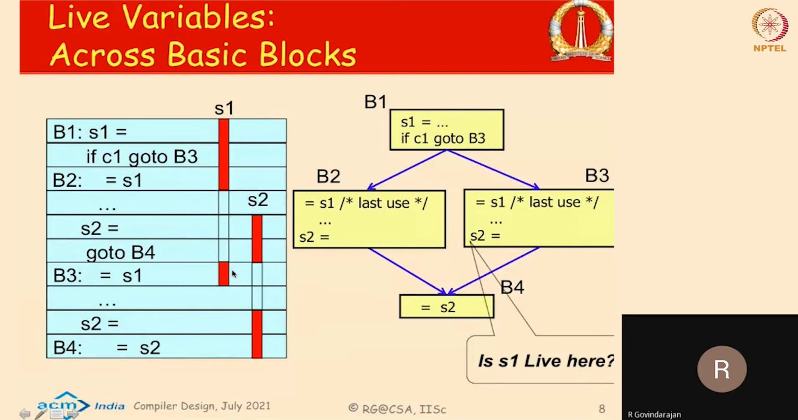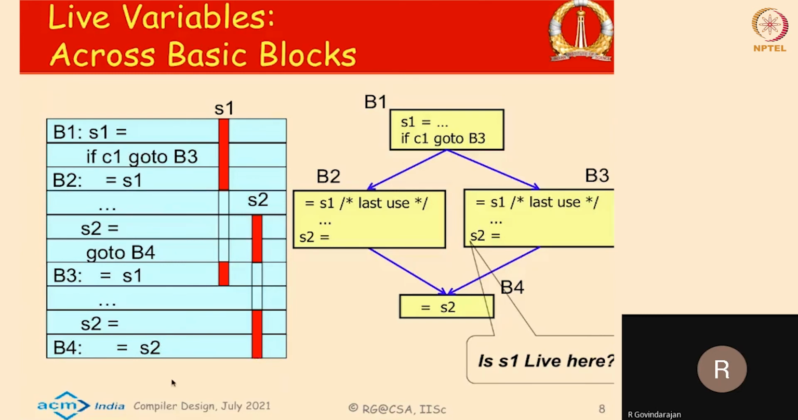Similarly, if you look at S2, S2 is live from the last instruction in this basic block up to the end of this basic block, as well as from the last instruction in this basic block up to the end of the basic block, but also up to this particular instruction. So essentially S2 is live from here to here, S2 is live from here to there, and irrespective of which basic block you have executed, S2 is also live in basic block B4. So this is how you define these live variables. There are also other definitions that people talk about, but let's stick with this particular definition.